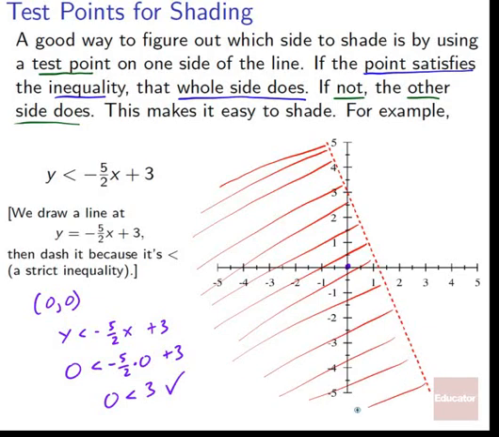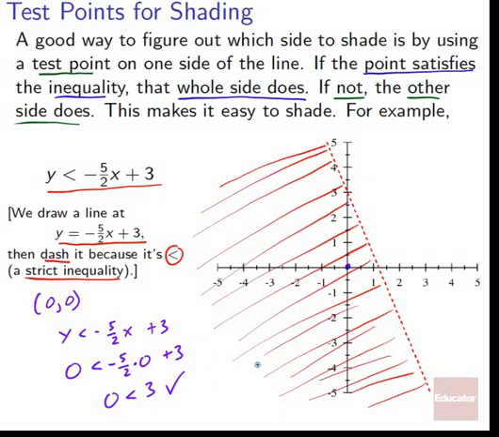And notice, how did we get this line in the first place? We just take our inequality and turn it into a line as if it had been an equation, y equals negative 5 halves x plus 3, and then we graph that because we know that's going to be our line of demarcation. It's going to be the place where the shading changes over. And then it gets dashed because it is a strict inequality, so that's why we've got that dashed line, and then we shade off of that line that we drew.